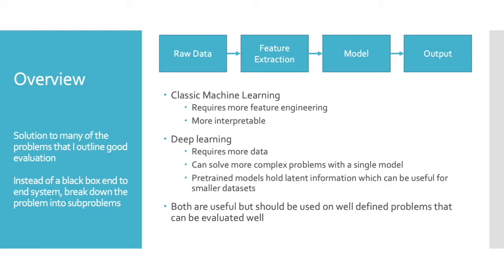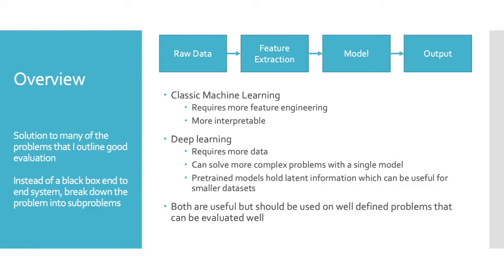So the solution to many of the problems that I outlined, problems like having less available data, wanting more interpretable models that are easy to debug and update, and possibly needing to train or run a model with limited compute power, the solution to those problems is to have more defined models. Instead of a black box end-to-end system, break down the problem into subproblems.